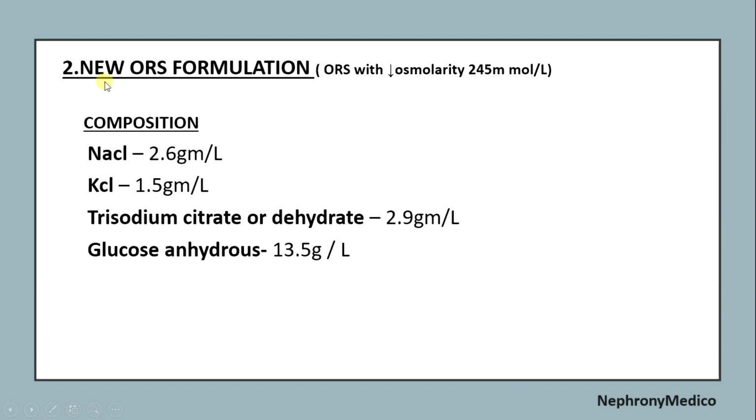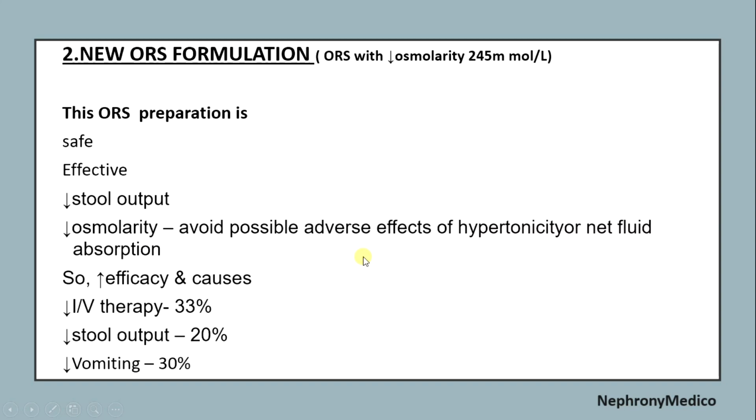Now, new ORS formulation. ORS with lesser osmolarity, 245 millimole per liter. Composition includes sodium chloride 2.6 gram per liter, potassium chloride 1.5 gram per liter, trisodium citrate dihydrate 2.9 gram per liter, and glucose anhydrous 13.5 gram per liter. This ORS preparation is safe, effective, decreases stool output, decreases osmolarity, and so avoids possible adverse effects of the hypertonicity or net fluid absorption, so increases efficacy and causes lesser IV therapy, lesser stool output, and lesser vomiting.